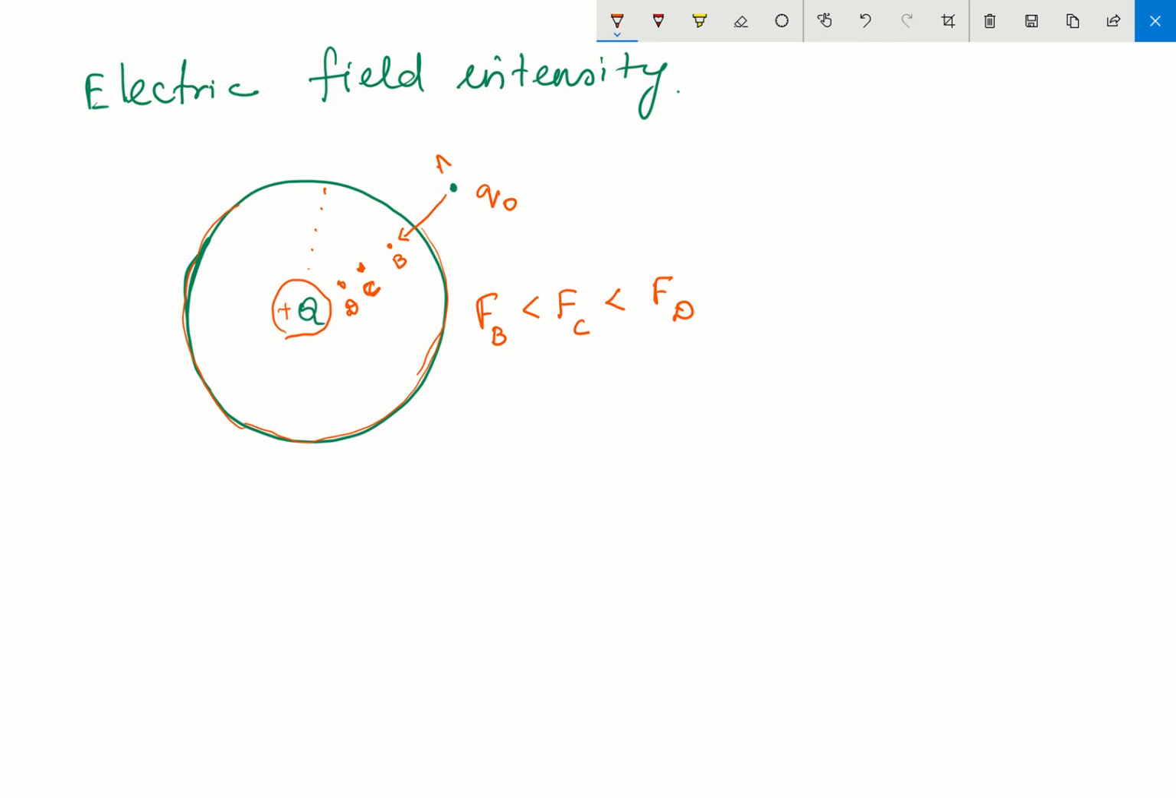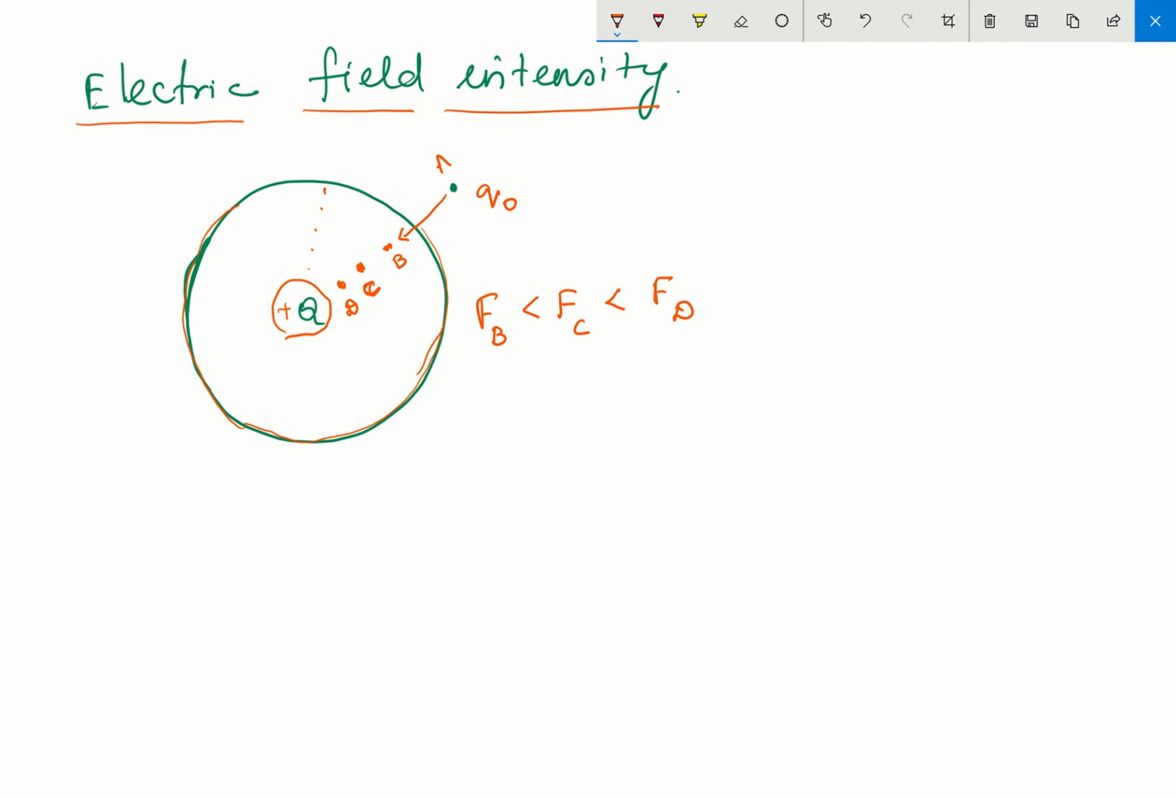That strength of the electric field at any point is what is called the electric field intensity. Therefore, electric field intensity at any point is the strength of the electric field at that point. That's it. It is nothing but the strength of the electric field at that point. Is it clear? Right.